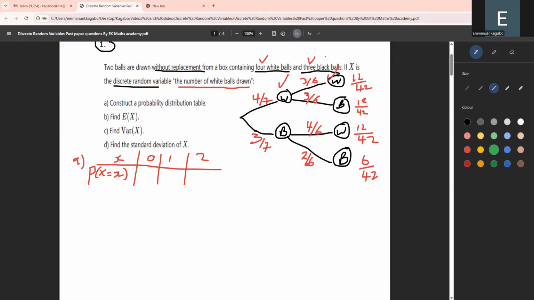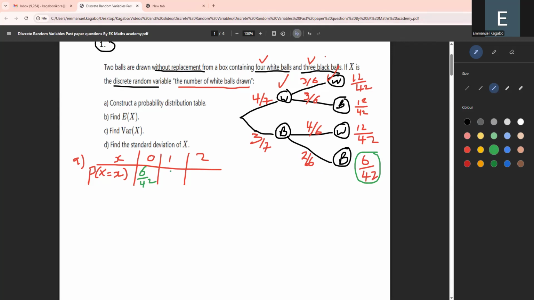Now, what's the probability of picking no white ball, picking only black? It is 6 out of 42. I hope you understand that. This is the one I'm talking about. Here, I'm picking no white ball. I'm picking only black balls. That's why it's 6 out of 42. Do you understand that? Now, very good.